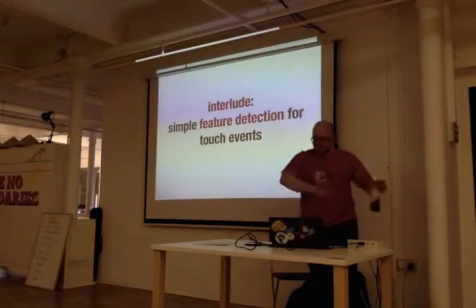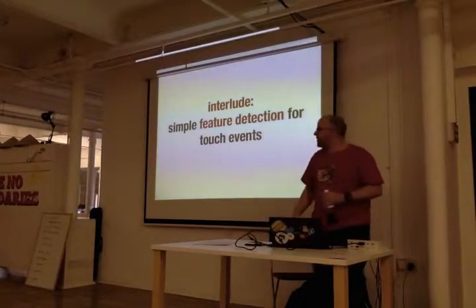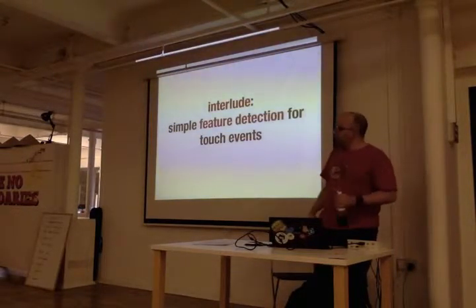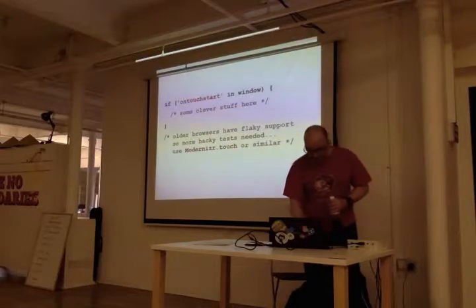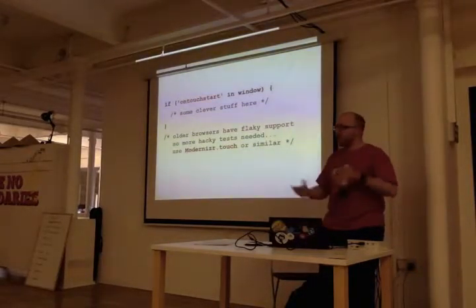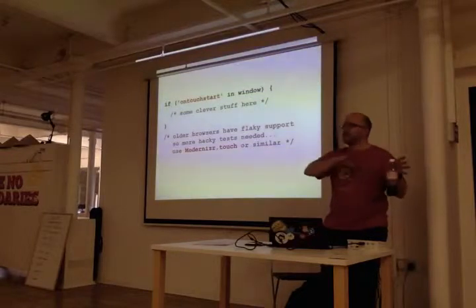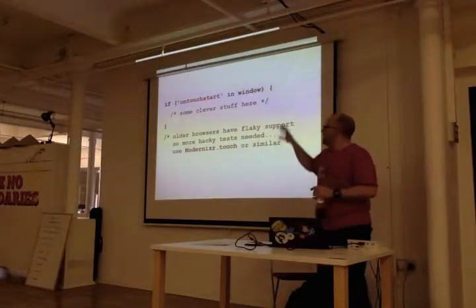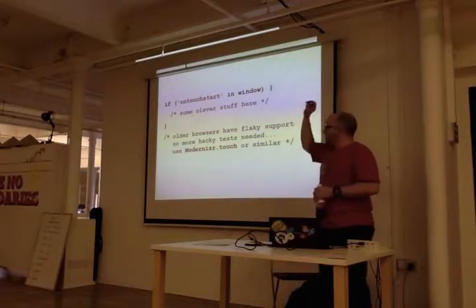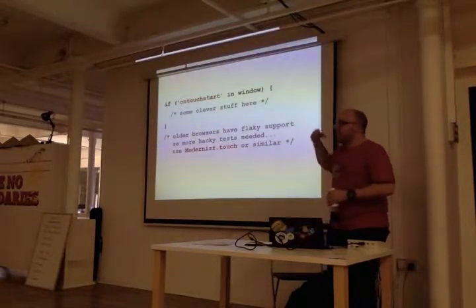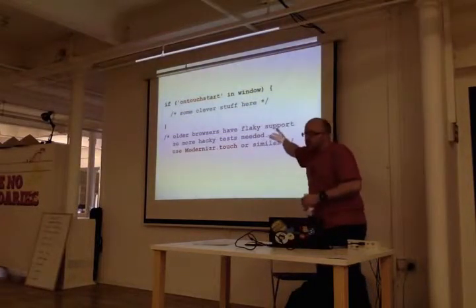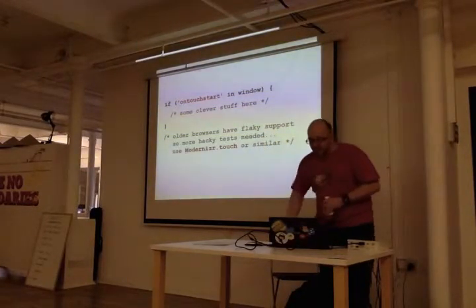Quick interlude, but we'll get back to the main thread right away. There's a simple way to feature detect for touch events. There's a variety of approaches, particularly with older, flakier browsers. You have to use some hacks. But the cleanest way to do it in modern browsers is to check if ontouchstart or ontouchend, those various things, is in the window object, then you know touch events are there.